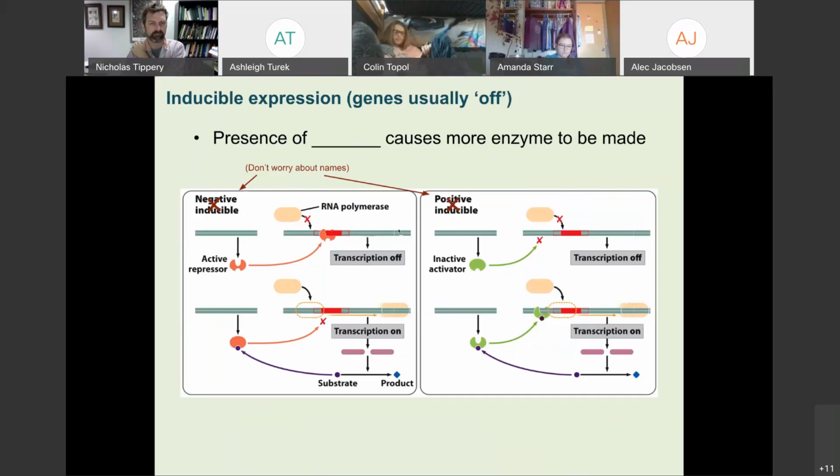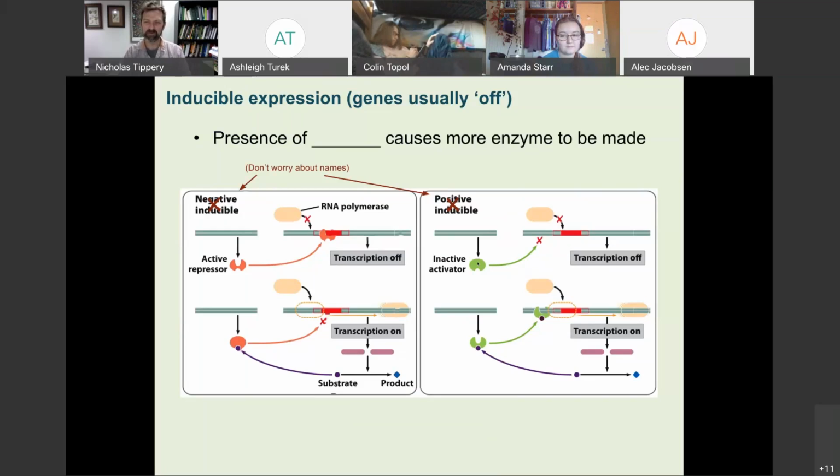However, in the presence of the round molecule here, the circle molecule is the substrate. In the presence of the substrate, then the repressor changes its shape and now cannot attach to DNA. And in this case, if it can't attach to prevent transcription, then transcription will happen. All right.